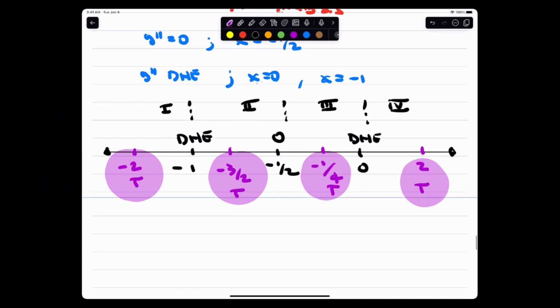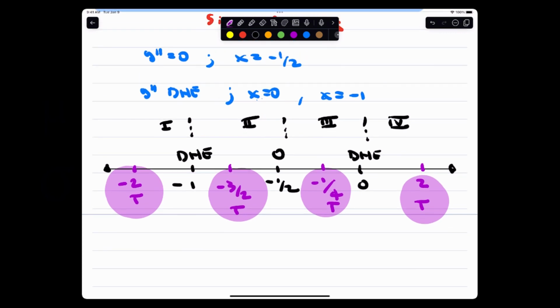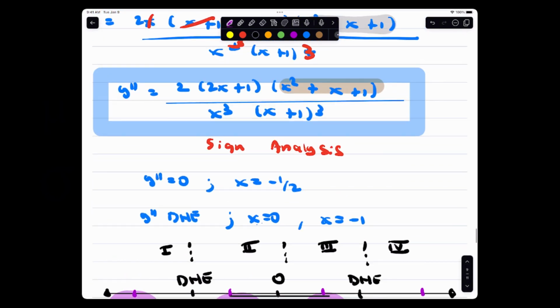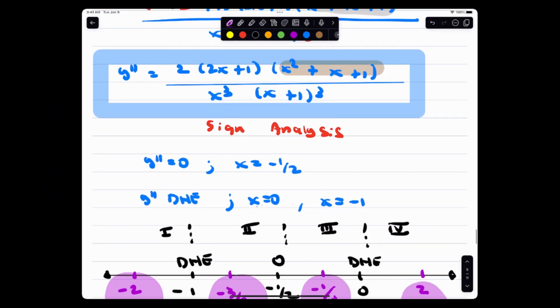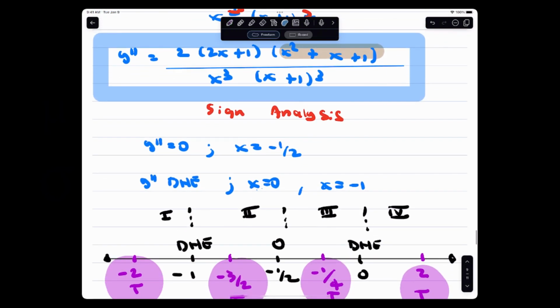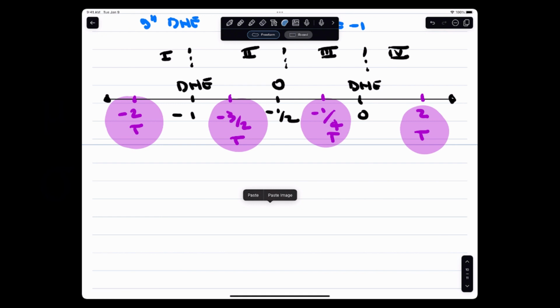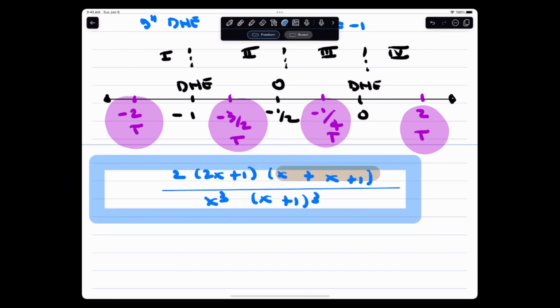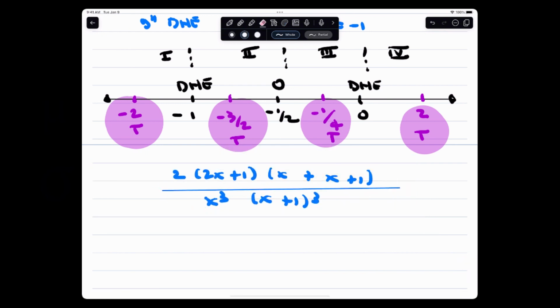But again, you're doing sign analysis on this here, on the second derivative, so you might want to punch that in. This is the second derivative here. Do your sign analysis on that and find what happens at those values.